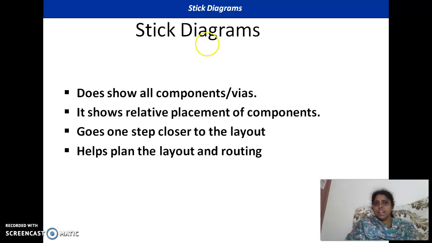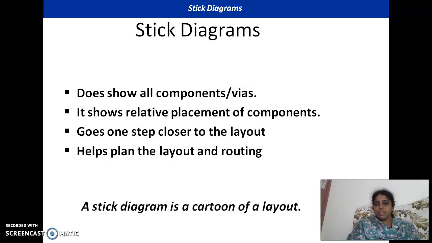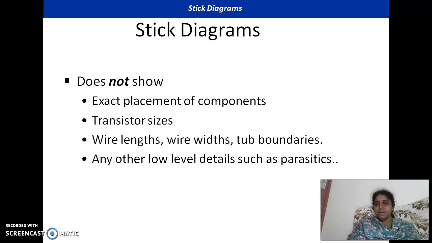A stick diagram does show all components and vias. It shows the relative placement of components. It goes one step closer to the layout. It helps to plan the layout and routing. So it is one step ahead of drawing the layout, in between the schematic and the layout. It is an interface between schematic and layout. A stick diagram is a cartoon of a layout. It's a rough figure for drawing the layout.